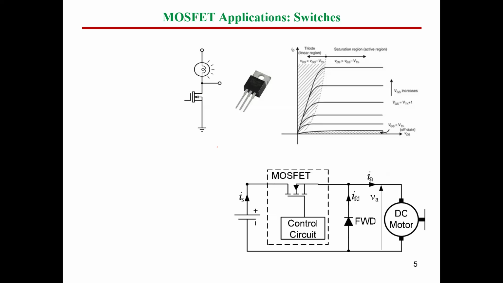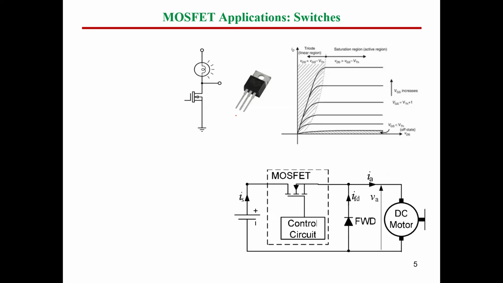How can this be done? In order to do that, we have to operate the MOSFET in a certain region. So what is this region? How can we have the MOSFET working as a switch? Switch means once you apply a certain control pulse, the current will flow from the drain to source.